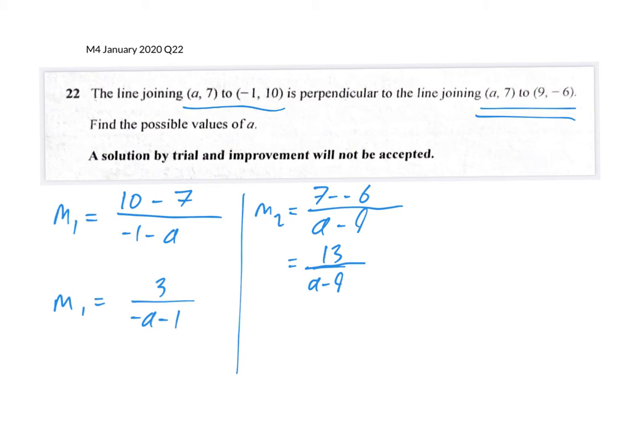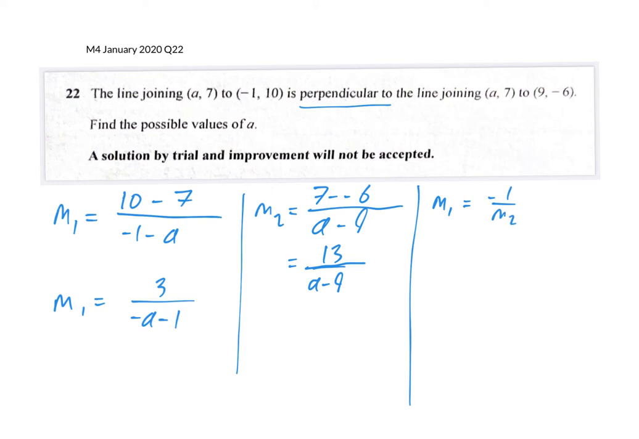Okay, now we're looking for the relationship between these two things. What we know, first of all, is that these two things are perpendicular. So if two lines are perpendicular, then one of their gradients is a negative reciprocal of the other one. The negative reciprocal means you turn it upside down and you change the sign of it. So if it's positive, it becomes negative. If negative, it becomes positive, and so on. So because they're perpendicular, M1 is equal to minus 1 over M2.